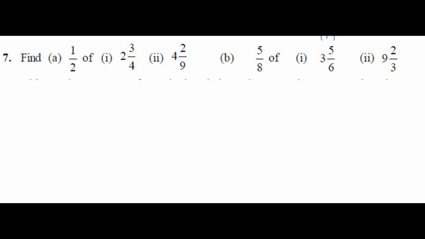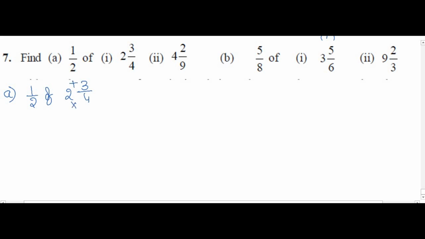So now we are moving on to the 7th question in 2.2 exercise, and we are about to complete this exercise also. So what is the question here given to us? 1 by 2 of 2 3 by 4 and 1 by 2 of 4 2 by 9. So we are going to solve this. Okay students? So first we will solve 1 by 2 of 2 3 by 4.